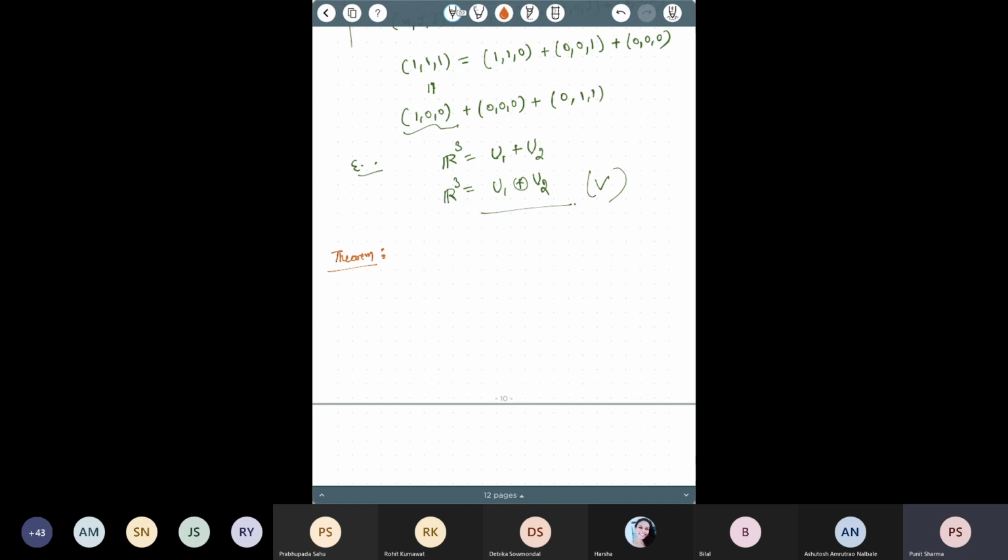So suppose that we have a vector space over the field F, and suppose we have subspaces U1, U2, and so on up to Um. Then V is the direct sum of U1, U2, and so on up to Um if and only if these two conditions are satisfied.